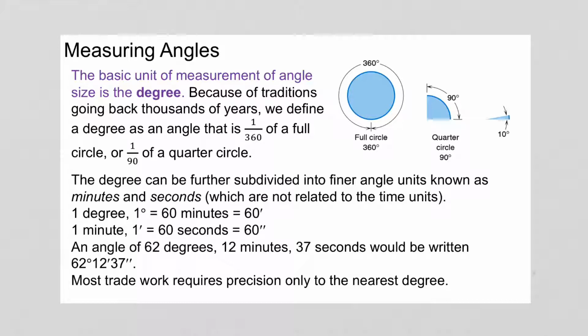The degree can be further divided into smaller angle units known as minutes and seconds, which are not related to time units, by the way. But still, 60 seconds is a minute, and 60 minutes is a degree, not an hour in this case. We denote minutes with 1 little tick mark. Seconds are denoted with 2 tick marks. So an angle of measure 62 degrees, 12 minutes, and 37 seconds would be written 62 degrees, 12, 1 tick mark, and 37, 2 tick marks.